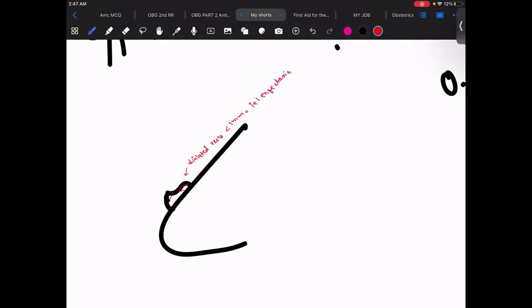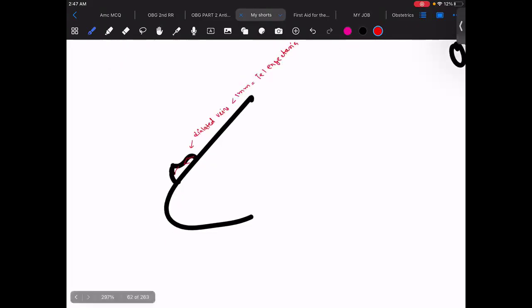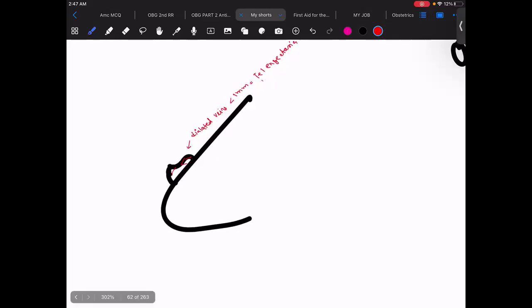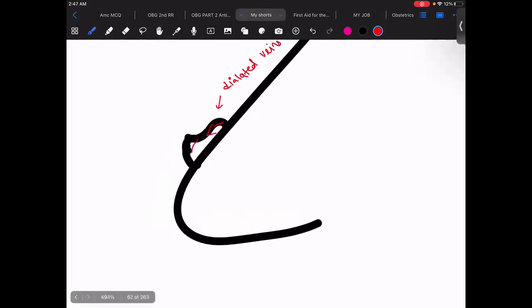Okay, so there are very small dilated veins inside it. They are what we call telangiectasia. So basically, there are telangiectasia, dilated veins present in this nodule. And sometimes what happens is that these blood vessels rupture and result in bleeding.